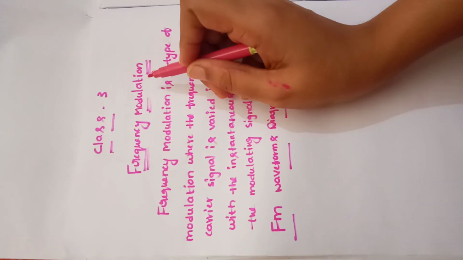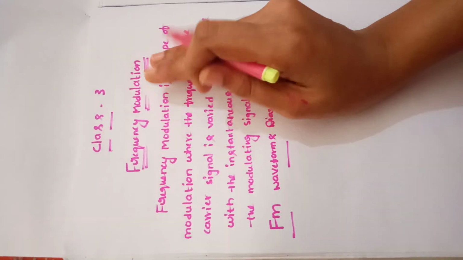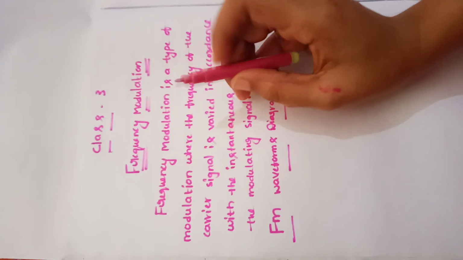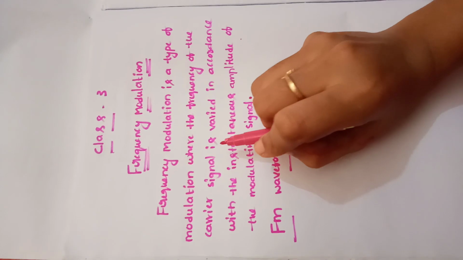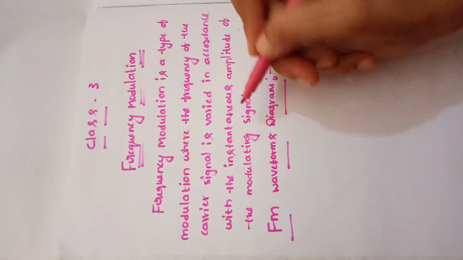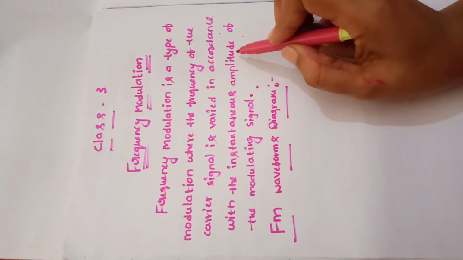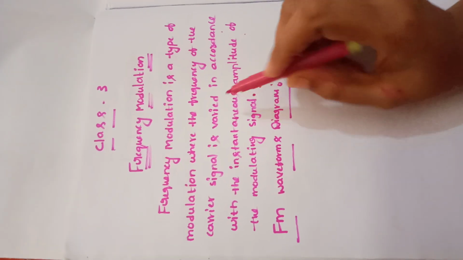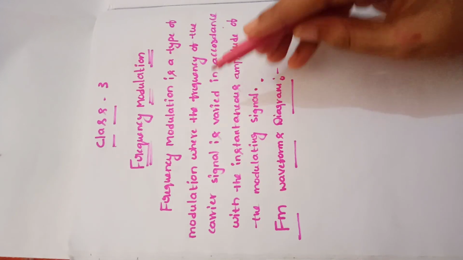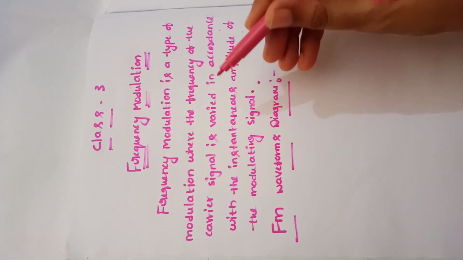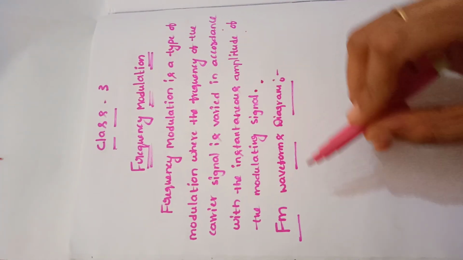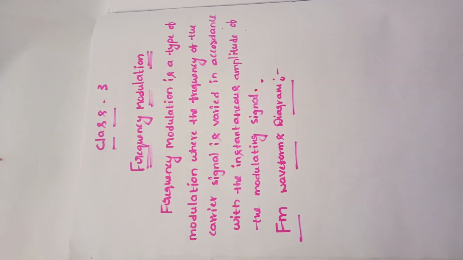Frequency modulation is a type of modulation technique where the frequency of the carrier signal or wave is changed or varied in accordance with the instantaneous amplitude of the modulating signal. Frequency modulation is also simply referred to as FM. Next, coming to the FM waveforms.